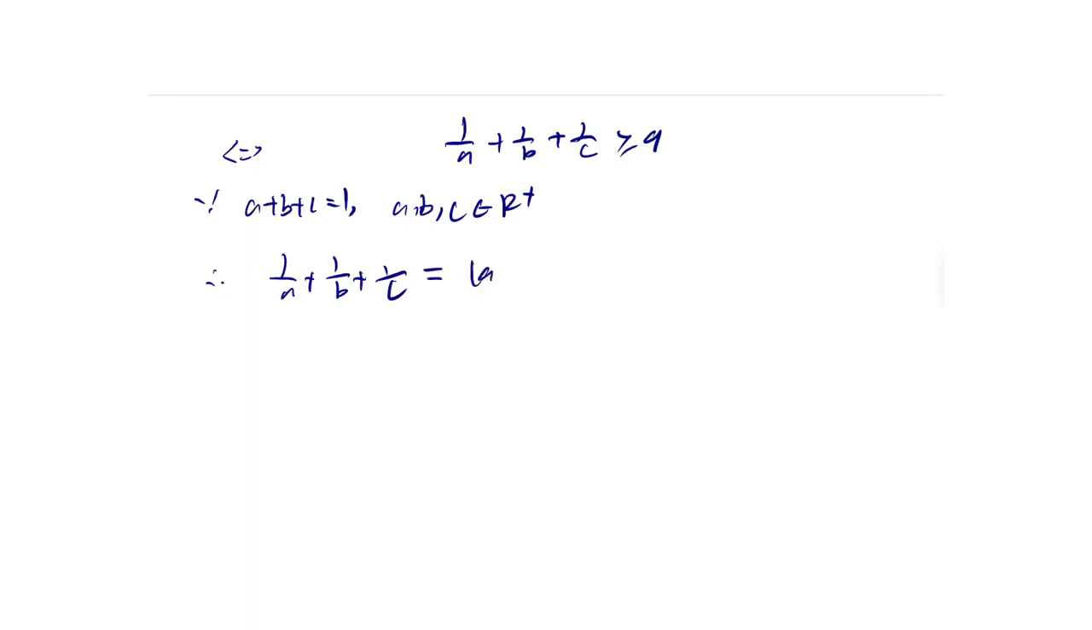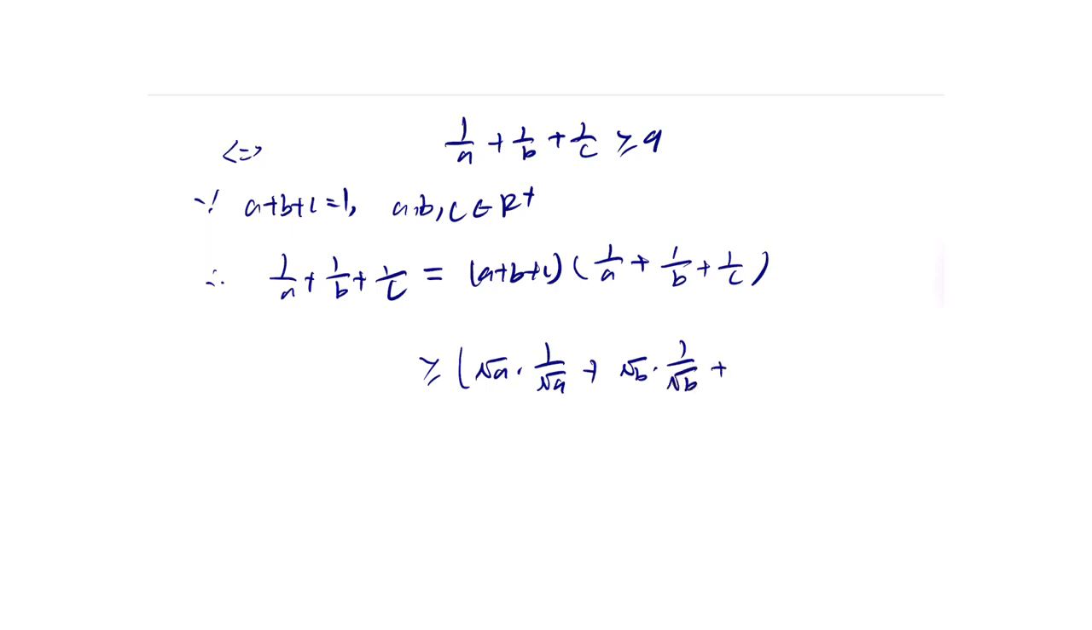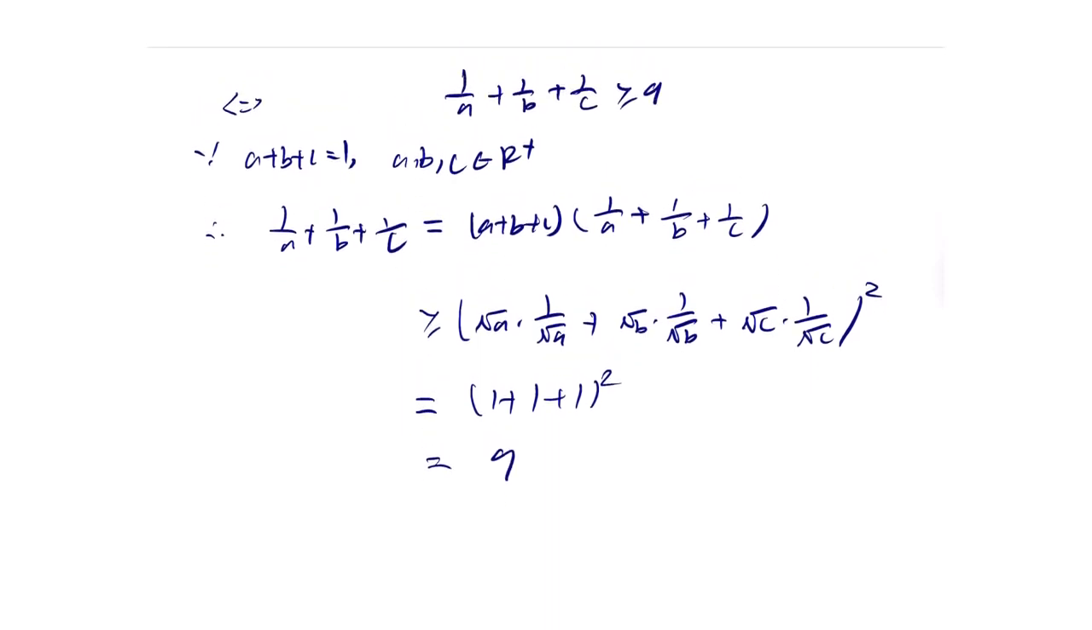is equal to (a plus b plus c) times (1 over a plus 1 over b plus 1 over c), which is larger or equal to, using the Cauchy-Schwarz inequality, the square of (root a times 1 over root a plus root b times 1 over root b plus root c times 1 over root c), and it will be equal to (1 plus 1 plus 1) squared, which is equal to 9. Therefore, it successfully proves what we wanted to prove.